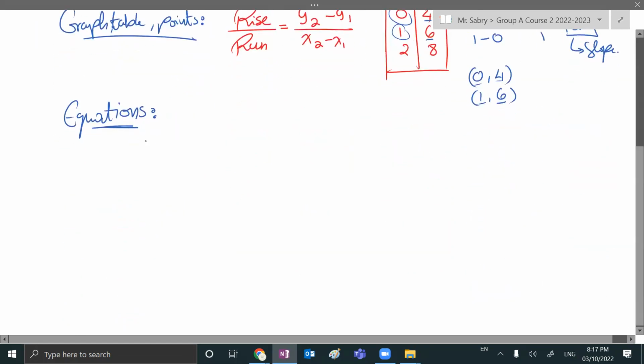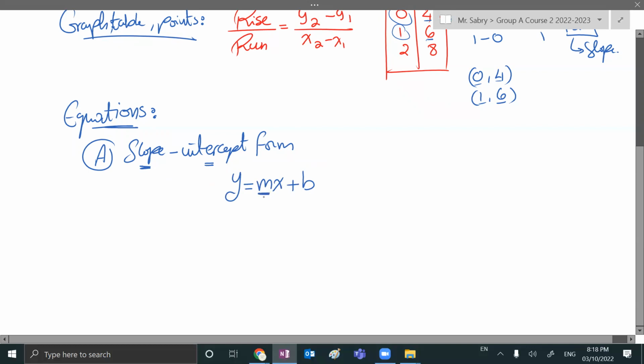Now, if you're given an equation, that's a bit of a harder part. There are 3 forms of the equation. The first form is the most common one, which is called slope-intercept form. It's called slope-intercept because it shows the slope and shows the intercept. So this is a very important one for us. It shows the important things of the line, which are the slope and the intercept. This form is y equals mx plus b. The m here is the number next to the x. This is what's supposed to represent the slope, while b is what's supposed to represent the y-intercept.